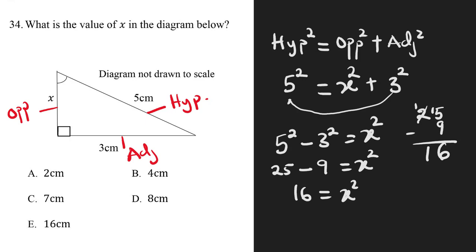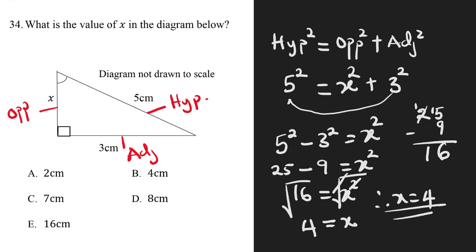So what are we going to do? Remember the previous question: if you are removing a square, you have to take the square root of both sides. If you take the square root of both sides, these 2 will cancel this square root, and the square root of 16 is of course 4. So 4 is equal to x. So therefore x is equal to 4.